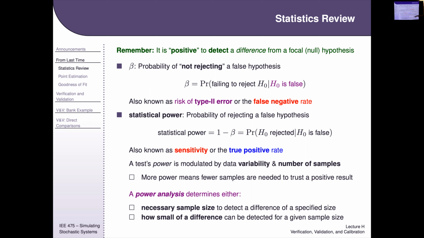So power is determined by these two things. And so a power analysis, like the one you'll do on the second question of your homework, can help you determine the number of samples you need to meet a particular power constraint. In other words, to detect a difference of a specified size, or given that you're stuck with a certain number of samples, it will tell you what's the biggest difference that I can detect with that number of samples.